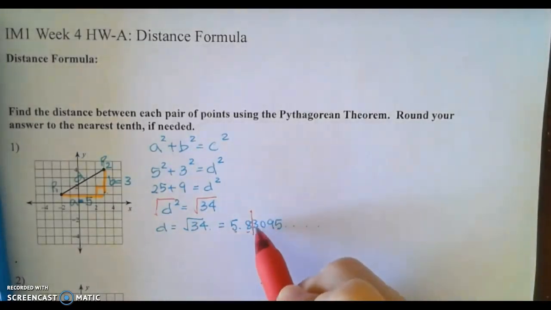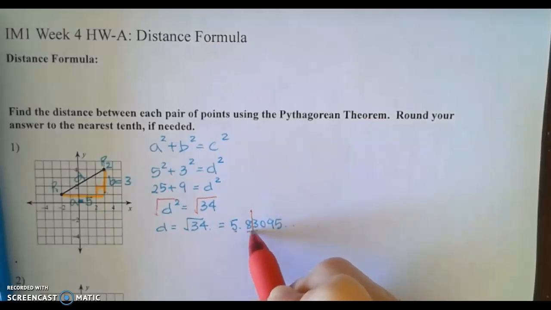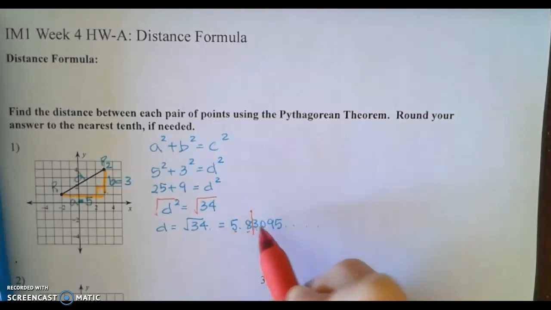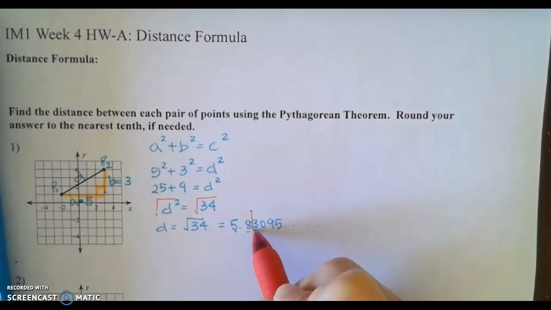Now we need to be looking at the number next to where we're cutting off. The number after where we're cutting off is 3 here. We need to check, do I round up or do I leave it as it is? If this number is 5 or greater, 5, 6, 7, 8, 9, then you need to round up, and this number becomes 9. However, this number is 3 right now.